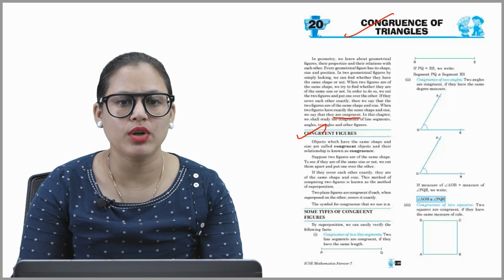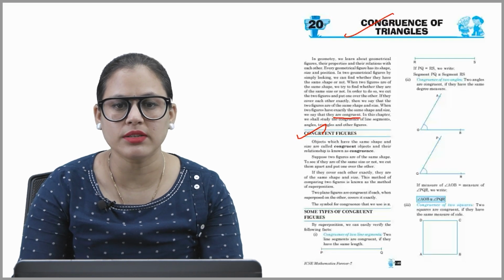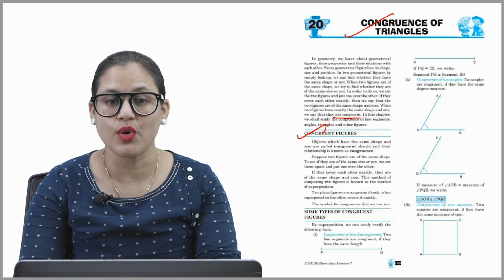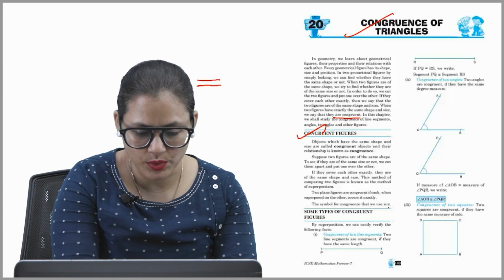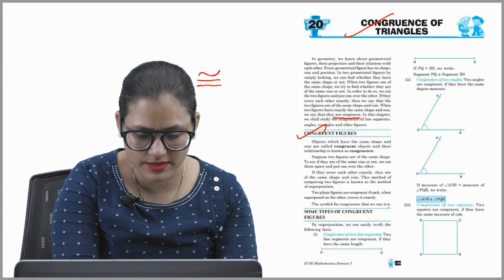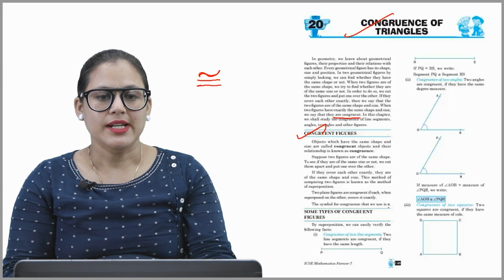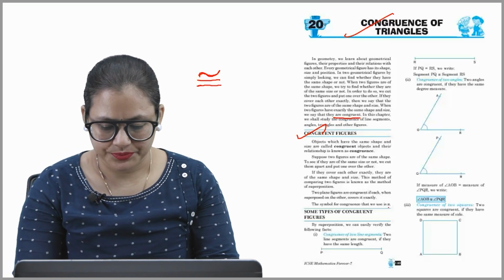Two plane figures are congruent if each, when superposed on the other, covers it exactly. The symbol we use for congruence is the equal to sign with a tilde above it. This is the sign of congruency. Some types of congruent figures.